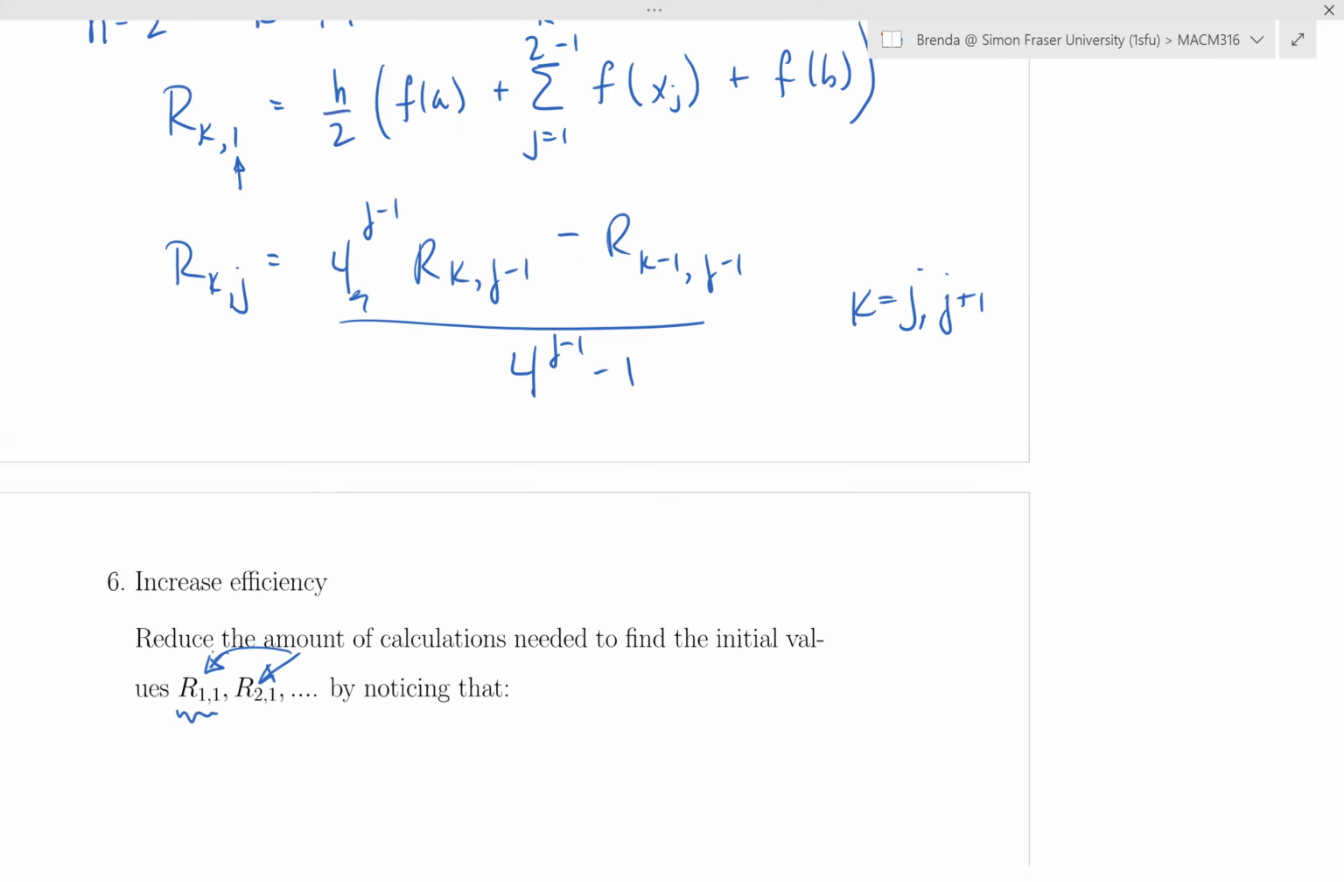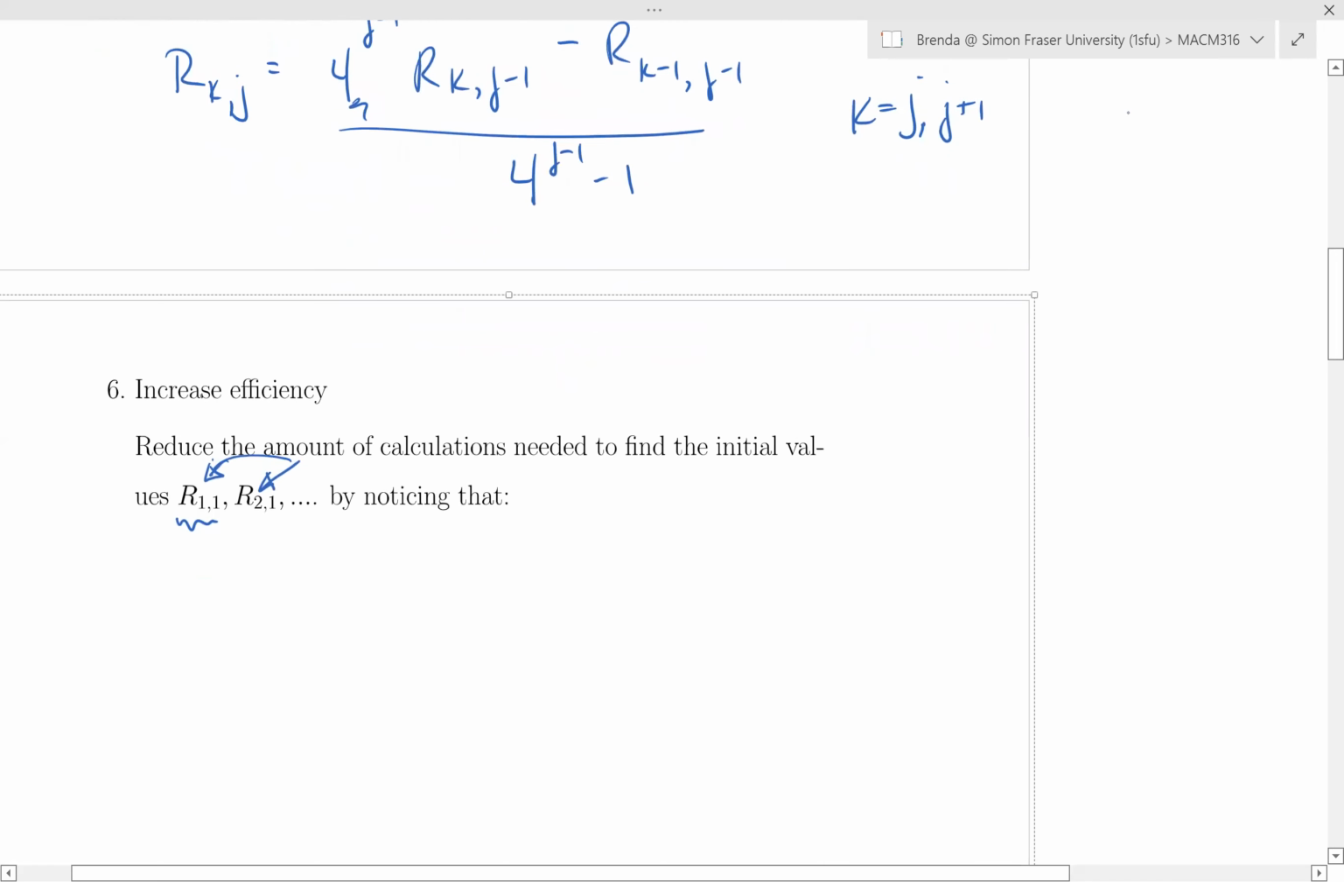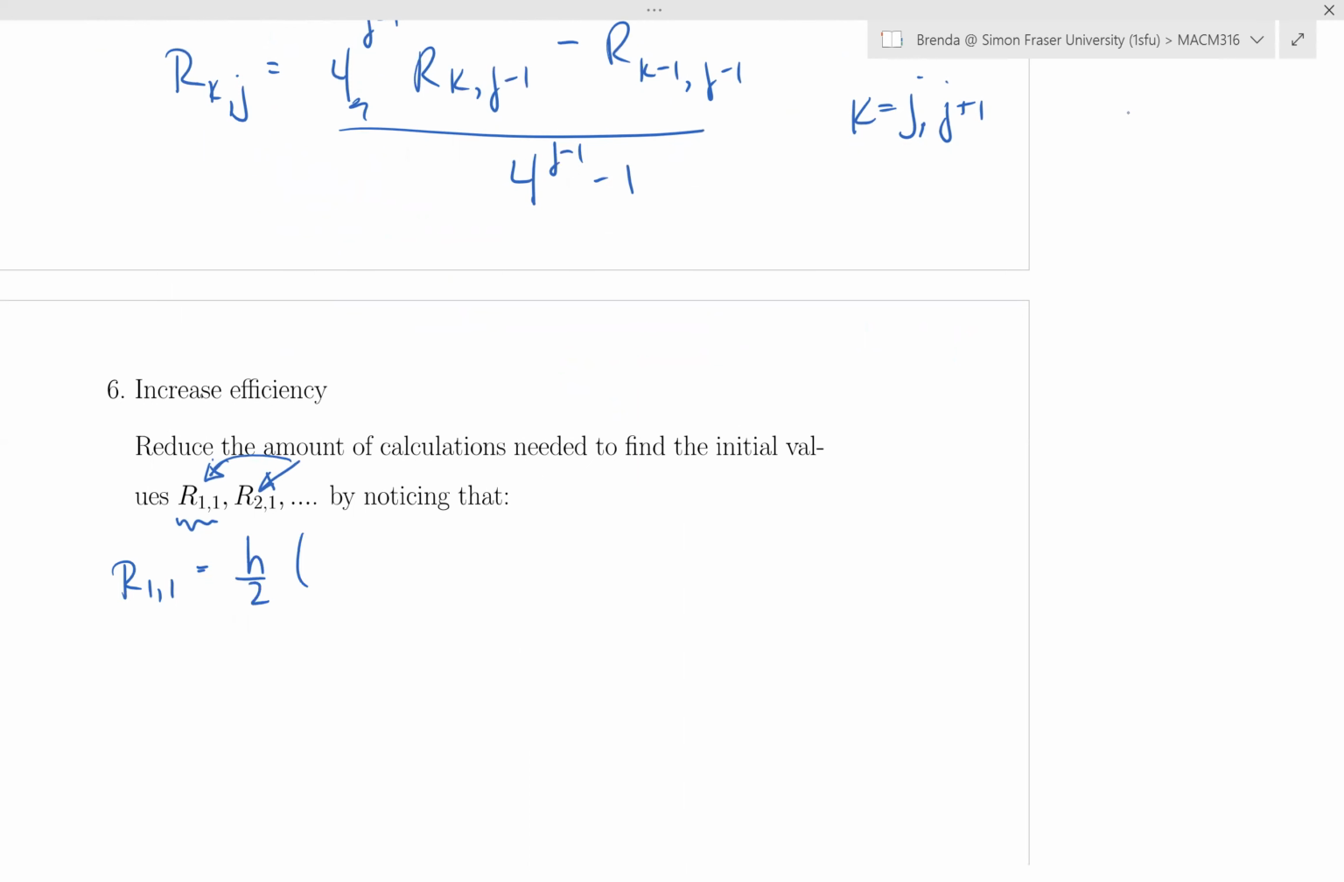Okay, so let's just write out what this looks like. This guy, R11, is your most basic trapezoid rule right there. Right, one interval. This is the trapezoid rule of the whole interval, like that. Then your next one is R21. Let's see what that looks like.